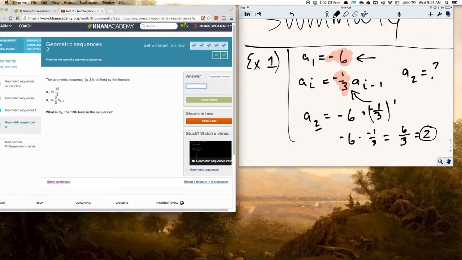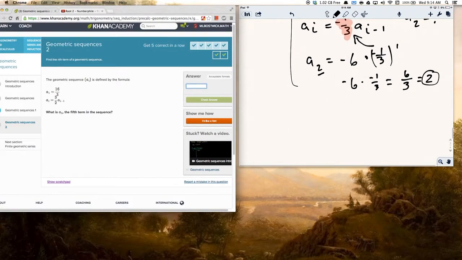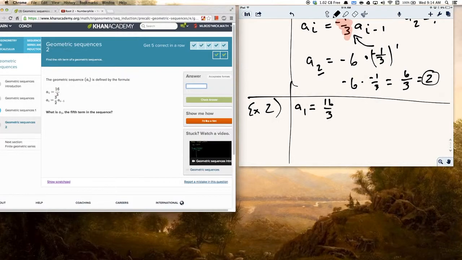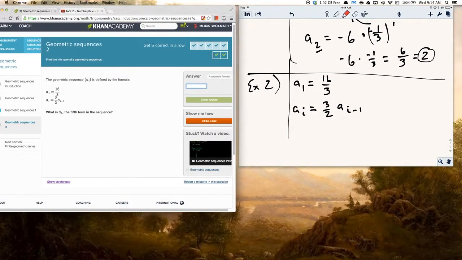Let's try one more. This one's a little bit more complicated. Here is example 2. a sub 1 equals 16/3, a sub i equals 3 halves times a sub i minus 1. I'm going to pull out the important information. It starts at 16/3, and then it multiplies by 3/2 each time. So to get to a sub 5, I need to start at 16/3 and multiply it by 3/2. And how many times do I have to multiply by 3/2 to get to the fifth term? It's one less than the number of the term, so it would have to be 4 times.